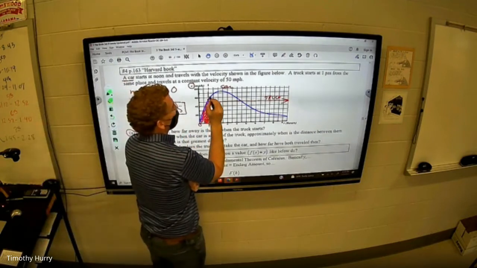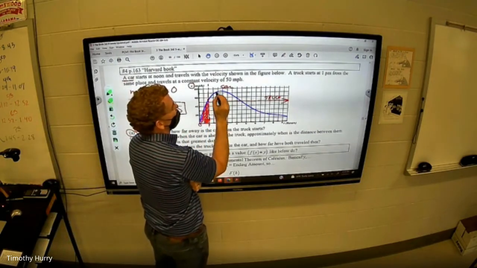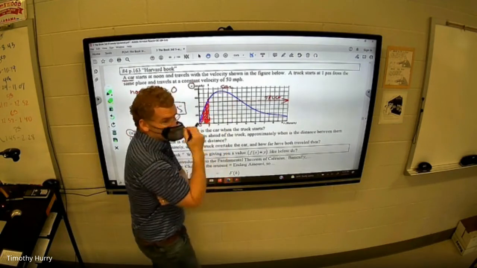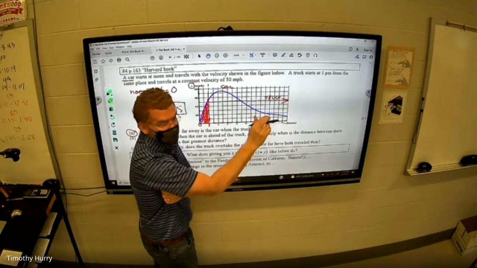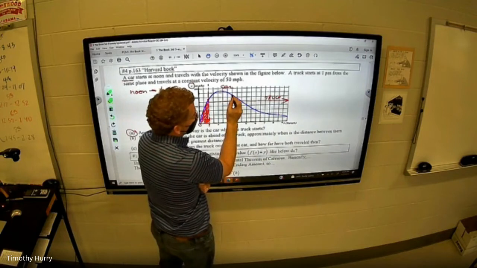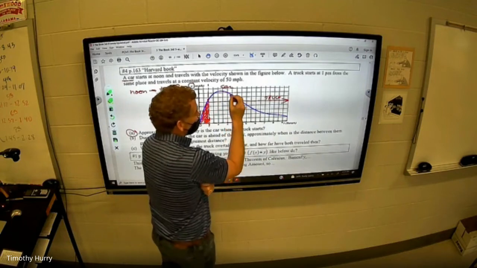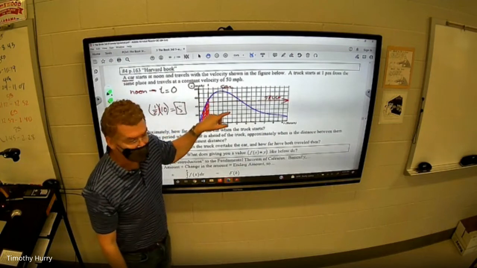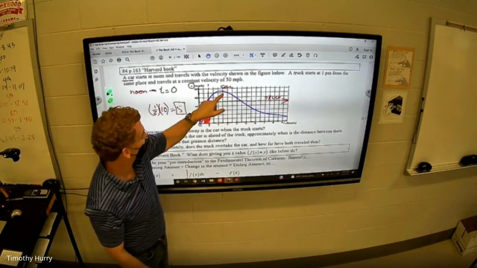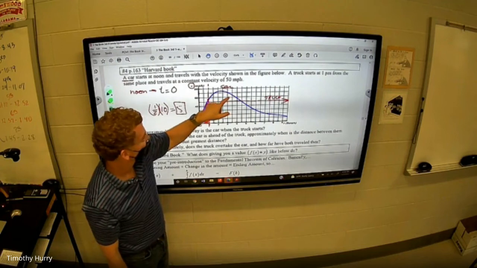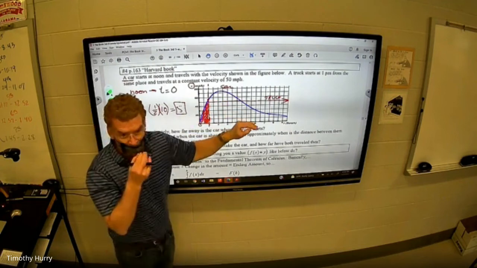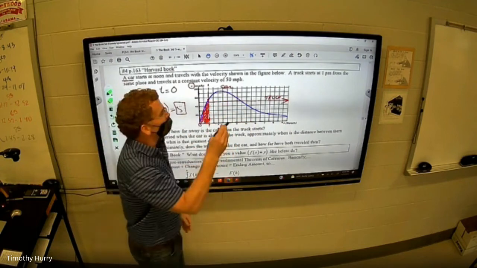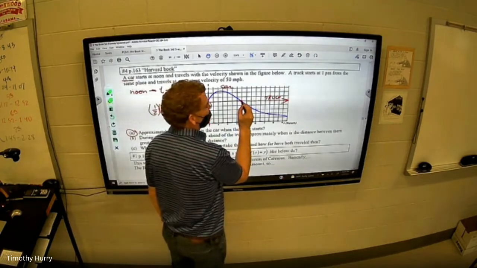During this whole time, what could you say about the car's velocity? It's faster. So it's still getting further away, right? Faster, still getting further away. Now, even though it's slowing down, it's still faster than the truck, right? Like maybe he's going 70-something here, 60-something here, 50-something here. The truck's only going 50. So it's still faster.